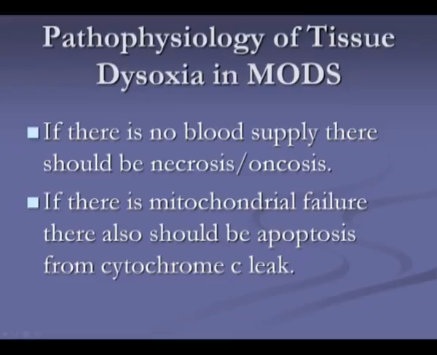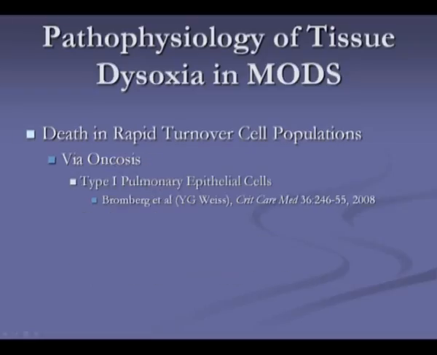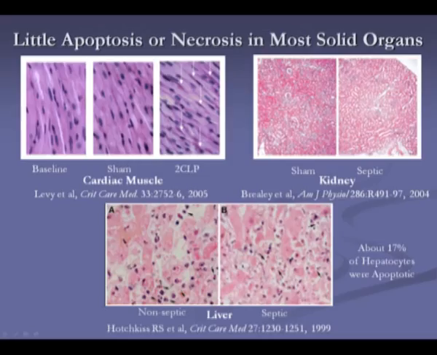If there's mitochondrial failure, there should also be apoptosis from cytochrome C leaks. There is indeed death in rapid turnover populations via apoptosis, things like the epithelial cells of the intestinal tract, white cells, lymphocytes. These do show some level of apoptosis that may or may not be accelerated. It's not clear. There is some death of pulmonary epithelial cells, but again, it's pretty hard to figure out exactly what the etiology of that is and whether or not it's really secondary to hypoxemia or failure of oxygen utilization. But there's certainly little apoptosis or necrosis in solid organs.